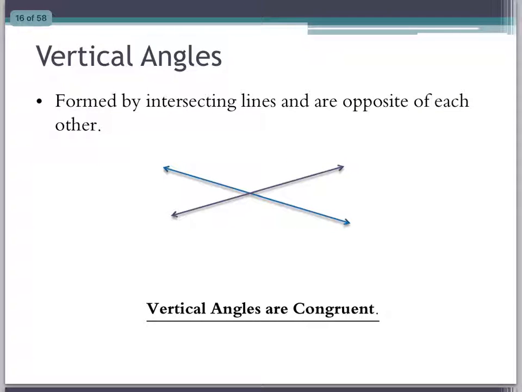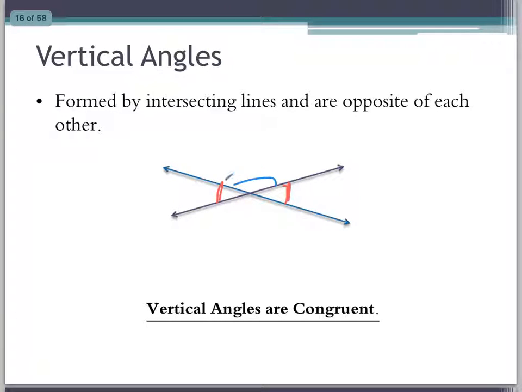Okay, now we get to some important stuff, and this is on today's homework. Vertical angles. Angles that are formed by intersecting lines and are opposite of each other. Before I forget, vertical angles are congruent. So this angle right here and this angle right here are equal because they are vertical. I don't have to give you numbers. I don't have to tell you anything else. When I take two intersecting lines, like these, the angles that are across from each other are equal.